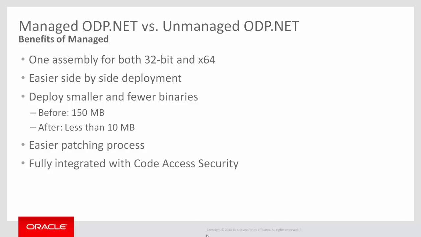One of the other benefits that we've seen with building and using the managed ODP.NET driver is that the binaries to deploy are much smaller than with unmanaged ODP.NET. Unmanaged ODP.NET consists of the Oracle.DataAccess.dll plus all the Oracle client files, and that becomes about 150 megs all zipped up. Whereas with managed ODP.NET, it's only a few DLLs, and that's all less than 10 megs all zipped up.